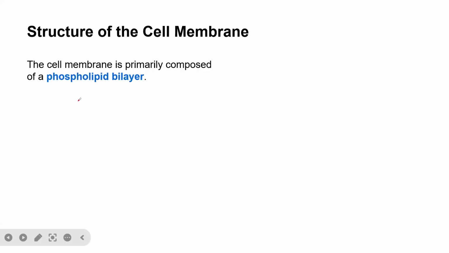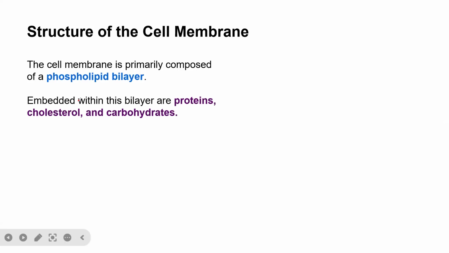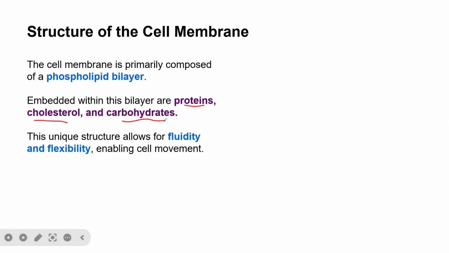Very importantly, the structure of the cell membrane is primarily composed of a phospholipid bilayer. And the lipid bilayer of this cell is embedded with, or contains, proteins, cholesterol, and carbohydrates. And we see how they are arranged. The unique structure allows fluidity and flexibility, enabling cellular movement.